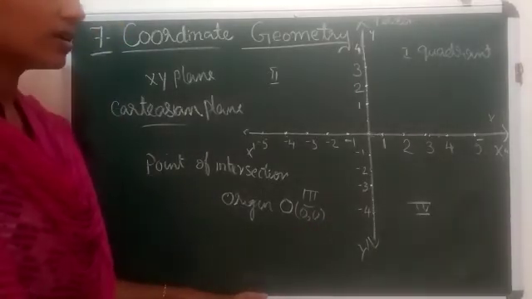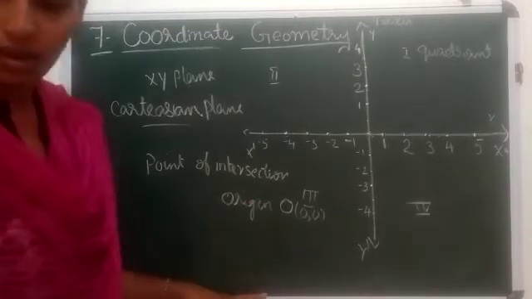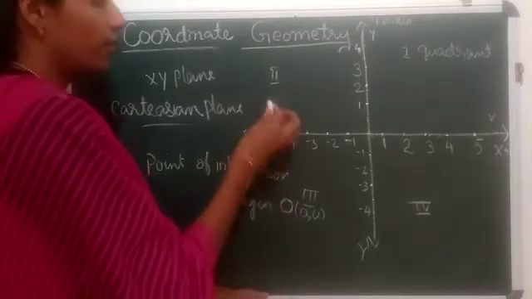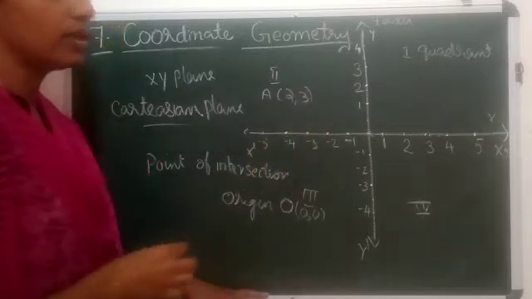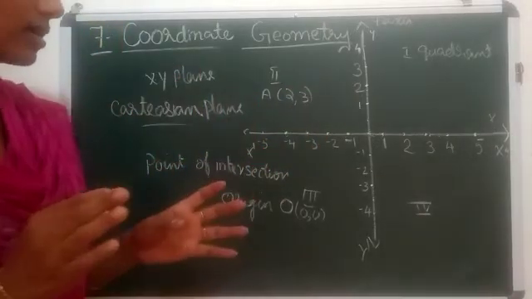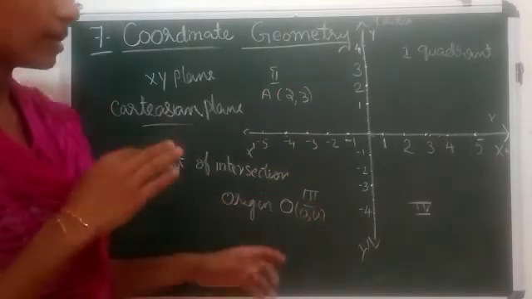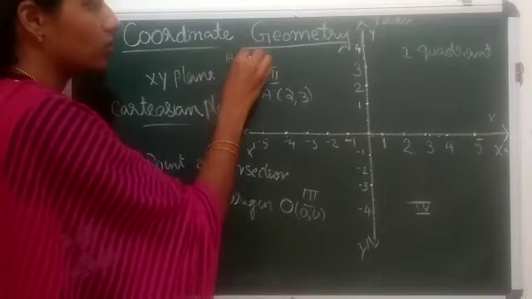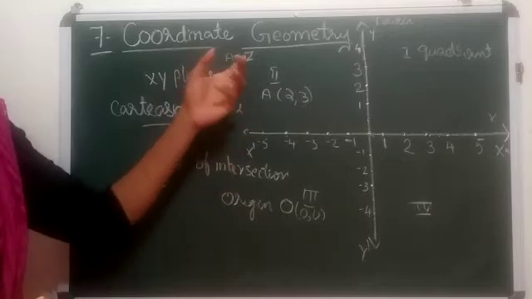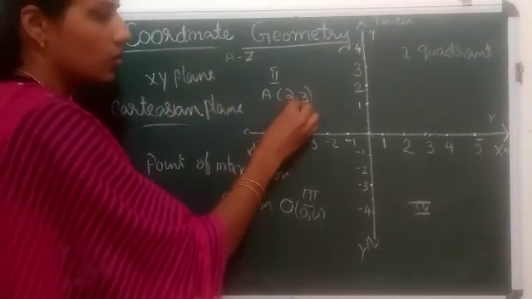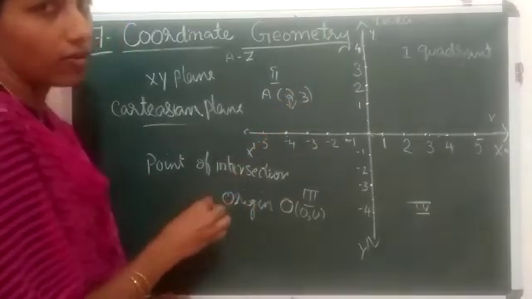So when we are pointing any point on the plane, consider A(2, 3). Always remember that when we name a point on the plane, we use the English alphabets A to Z. Here A(2, 3): this 2 denotes the x value and this 3 denotes the y value.